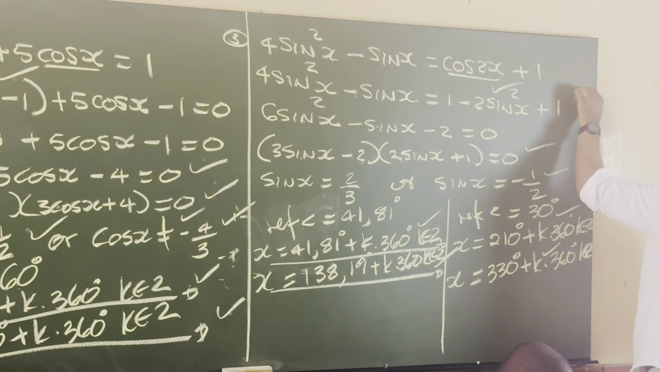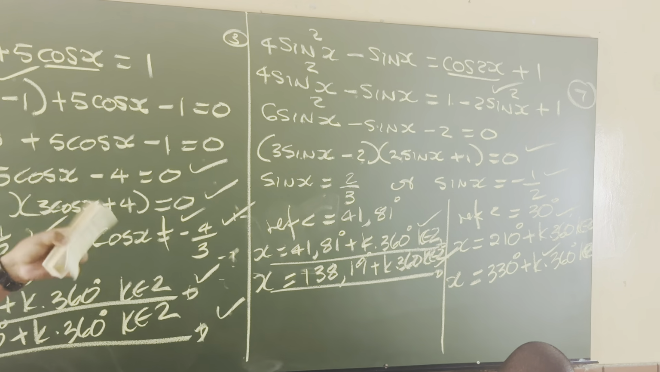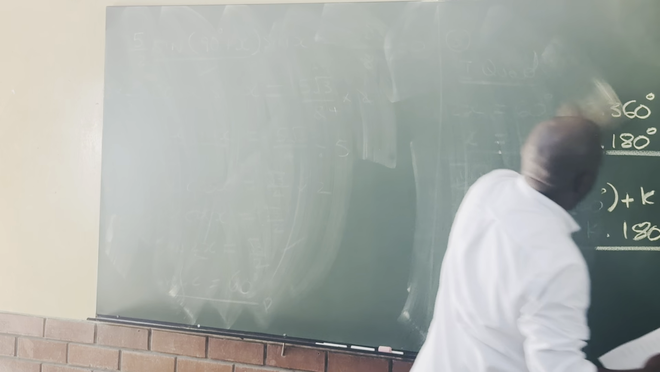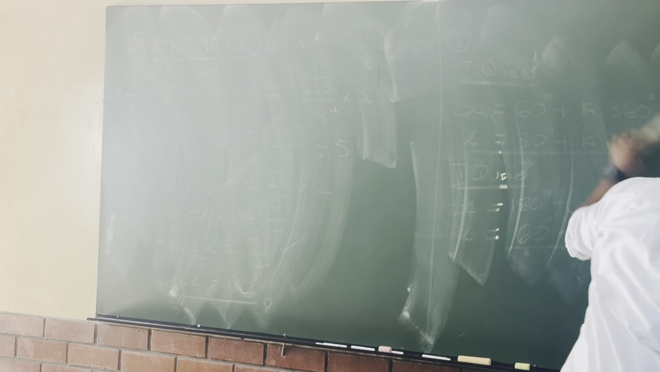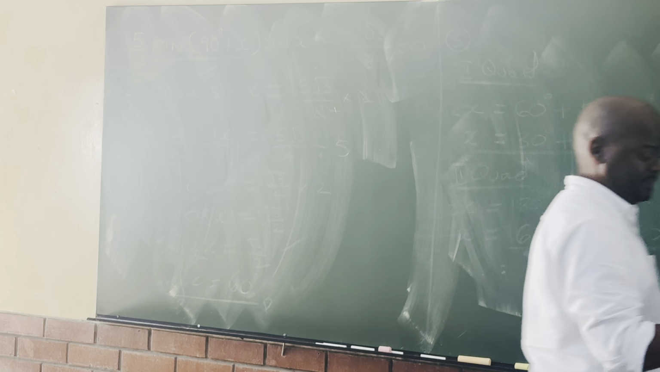Then for changing, you have your 7 marks. Okay. Let's go to number 4. What is happening in number 4?